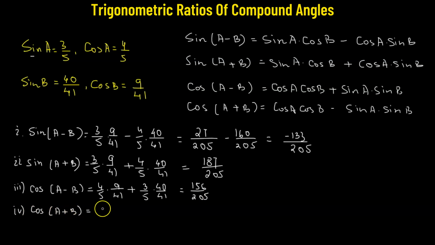And then finally we come to cosine of A plus B. That will be equal to 4/5 multiplied by 9/41 minus 3/5 multiplied by 40/41. So this is equal to negative 84/205. So we have obtained the values of all four trigonometric ratios, where in the first case we have the difference of two angles A and B. In the second case, we have the sum of two angles A and B. And in the third and fourth, we have the difference and sum respectively.